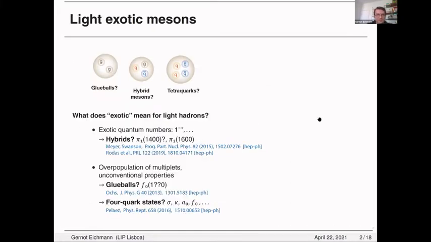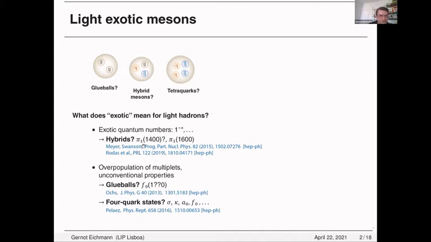Now, if we go to light mesons, the situation becomes a lot more diluted, because here chiral symmetry and relativity start to become important, and the quark model is no longer fully reliable, so we need quantum field theory. A natural indication for exotic states is if they carry manifestly exotic quantum numbers like 1-+, which cannot be easily created by q q-bar. And there are two candidates here, the pi_1(1400) and pi_1(1600). They could be hybrids, or maybe there's really just one state here.